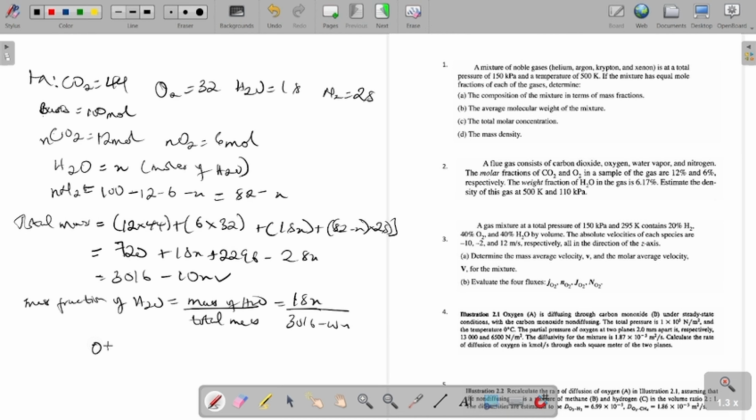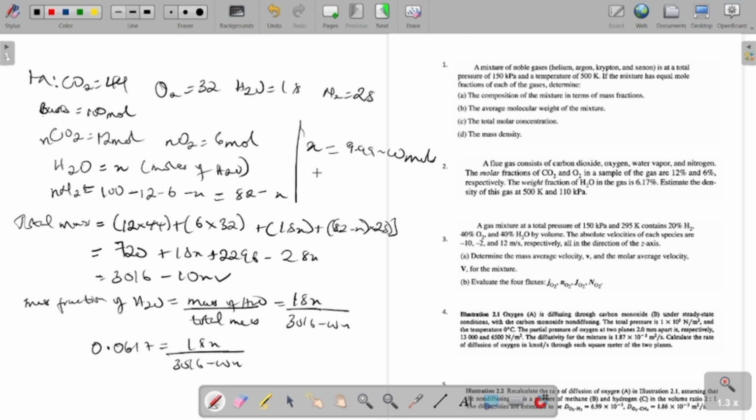Which becomes 0.0617 equal to 18x over 3016 minus 10x. Solving this equation for x, x would be 9.99, which is approximately 10 moles. So that means the number of moles of the water is actually 10 moles, which is 10%. So I have just 10% over there.